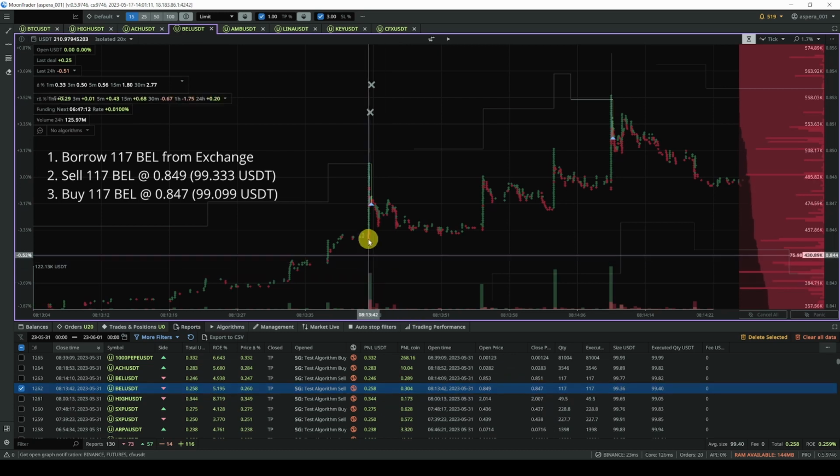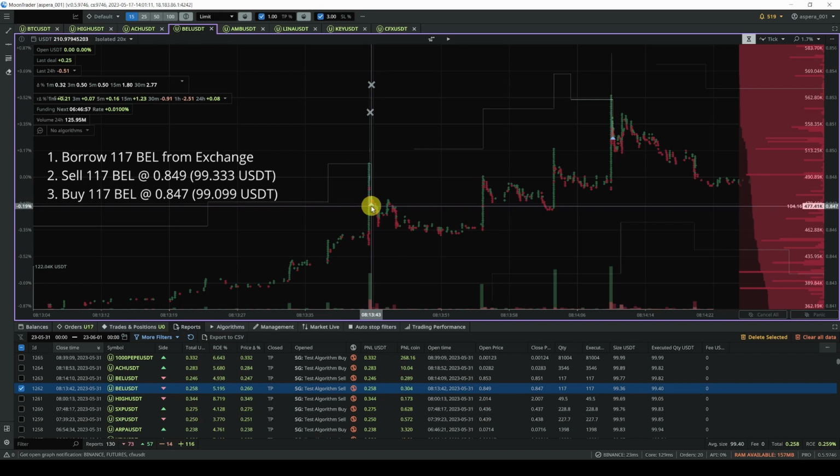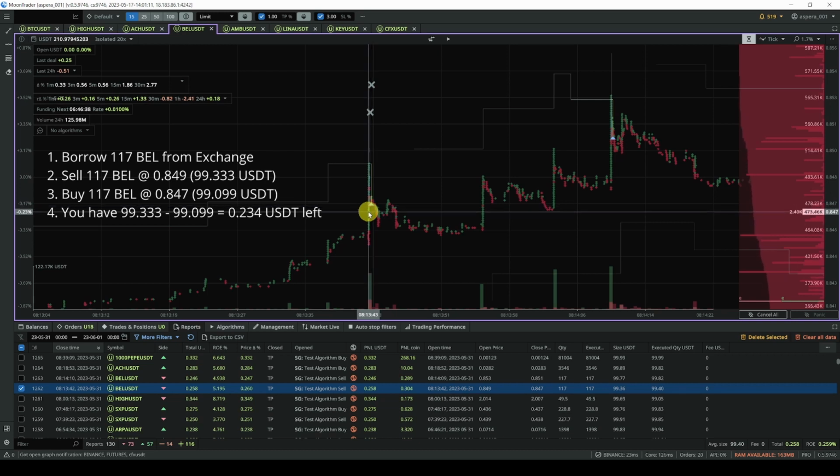So we first borrowed, then we sold it, which gave us 99.333 USDT, and then we used that money to buy again at a lower price. So we bought 117 at 0.847, and that got us to 99.099 USDT. And the remainder, the difference between 99.099 and 99.333, is what we have as our profit.